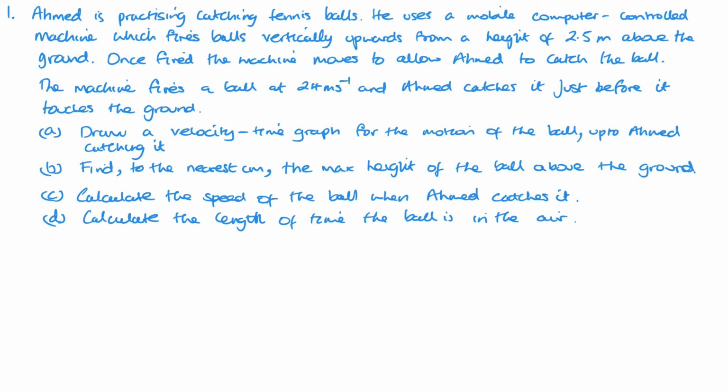Now, in this example, we can see it starts at a height of 2.5 meters above the ground, and it's fired upwards, and then comes down and catches it just before it hits the ground. So you can basically assume that it's hit the ground there. And what we need to do is a velocity time graph.